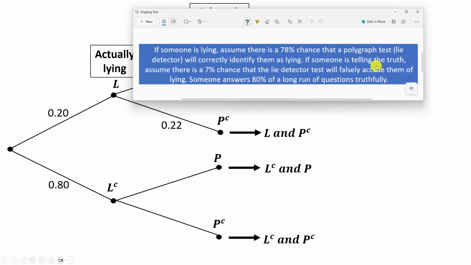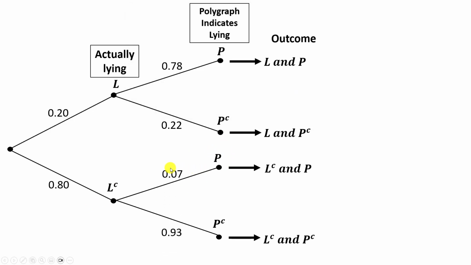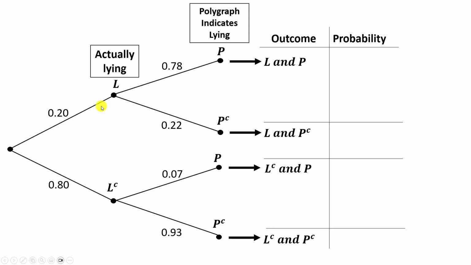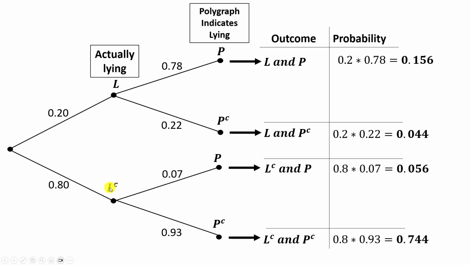And then we have the final one here, which says if someone's telling the truth, there's a 7% chance they're going to falsely accuse them of lying. So if they're telling the truth, that's down here. The chance that it falsely accuses them of lying, that would be here. That's going to be our 7%, which means we have a 93% down here. And then we can fill in all of the final probabilities here by simply multiplying all these together. The chance that they're lying and the polygraph indicates they're lying is a 15.6% chance. The chance that they're lying and the polygraph indicates they're telling the truth is 4.4%. And then we have the chance that they are telling the truth, the polygraph indicates they're lying is 5.6%. And the chance they're telling the truth, the polygraph indicates they're telling the truth is 74.4%.